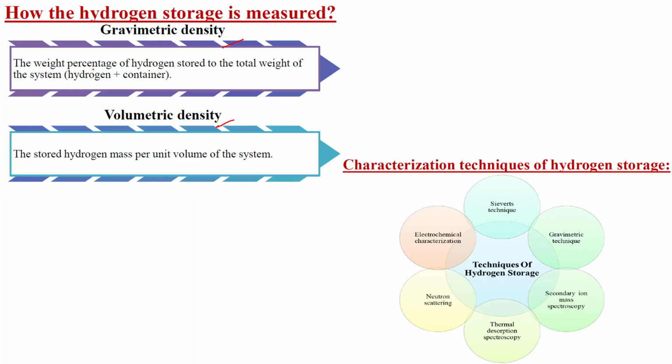Gravimetric density is the weight percentage of hydrogen stored relative to the total weight of the system, basically the weight of the hydrogen and the container in which it is stored. So the weight of hydrogen upon weight of hydrogen plus container in which it is stored. And in the case of volumetric density, it is the stored hydrogen mass per unit volume of the system.